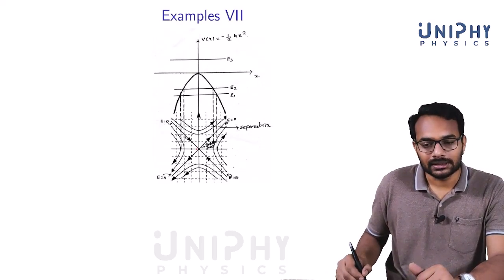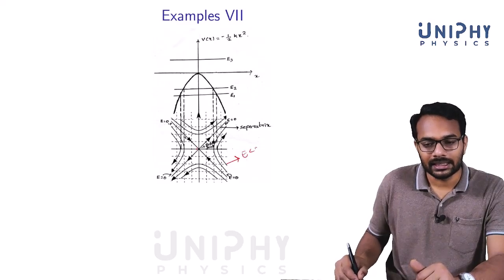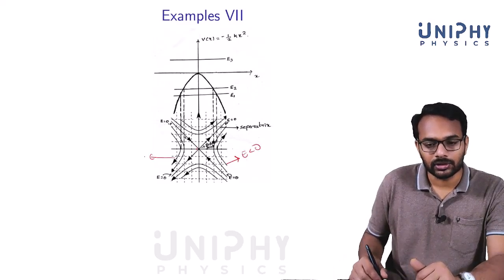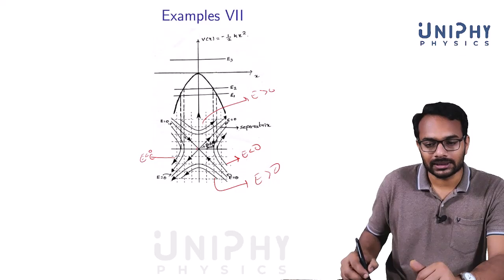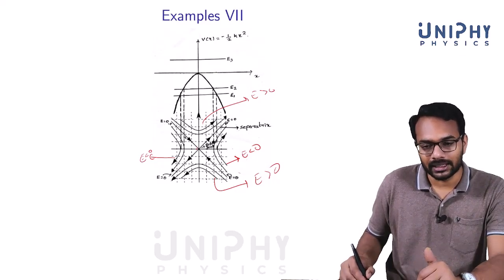All right, so these are the curves corresponding to E less than 0, this also corresponding to E less than 0, this is for E greater than 0, similarly here E greater than 0. As I said, particles coming from plus infinity will approach x equal to 0, its momentum will become 0 and then it will go back.